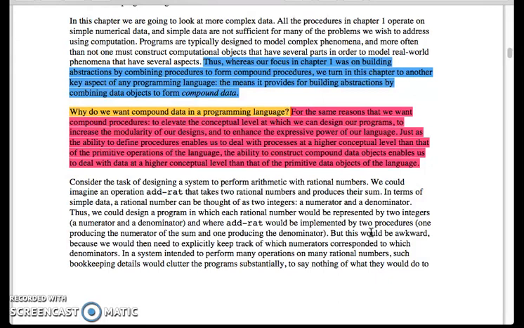Why do we want compound data in a programming language? For the same reasons that we want compound procedures, to elevate the conceptual level at which we can design our programs, to increase the modularity of our designs, and to enhance the expressive power of our language, just as the ability to define procedures enables us to deal with processes at a higher conceptual level than that of the primitive operations of the language. The ability to construct compound data objects enables us to deal with data at a higher conceptual level than that of the primitive data objects of the language.